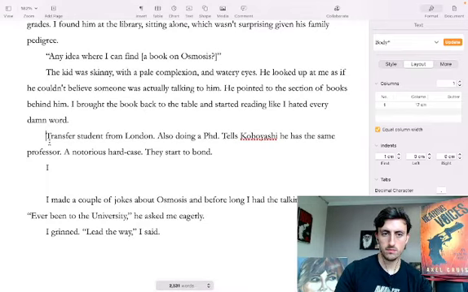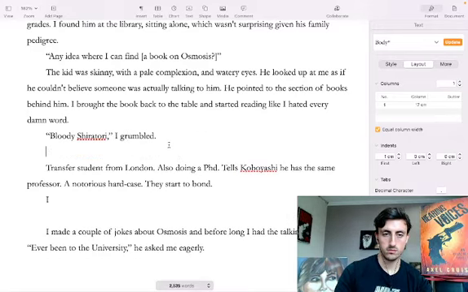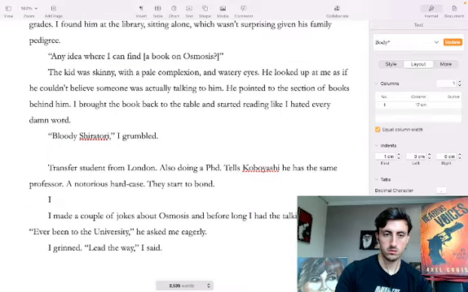Alright. And then he's going to say the name of that professor. Okay, we need another Japanese name. So maybe let's use that Shiratori. Mumbled or grumbled? Okay.